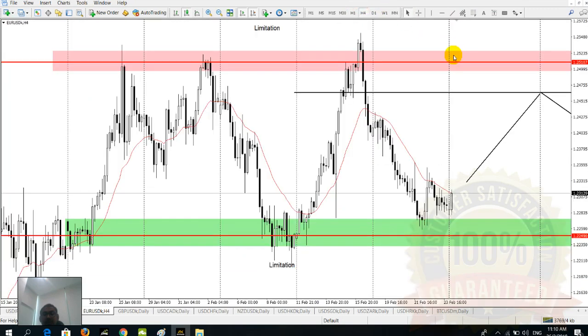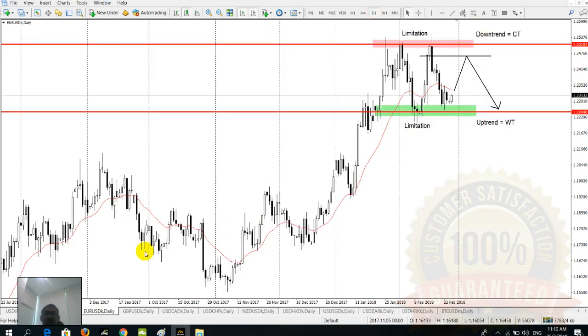Okay, wait, H4. I see the price is being limited, creating a new high. Buyers are defending. It's forming something like a double bottom. Once price reaches higher and retests, you can become a buyer.